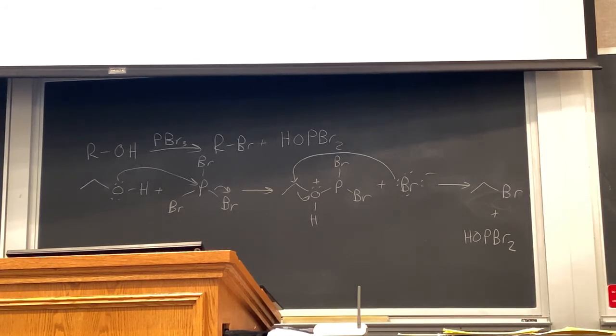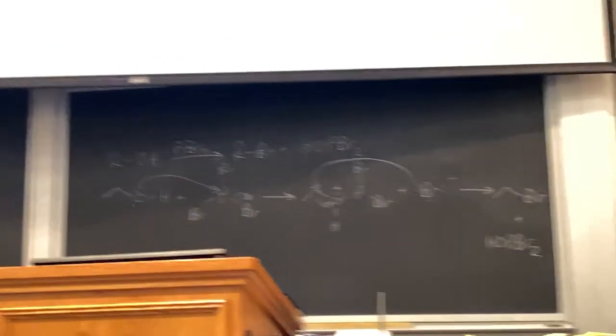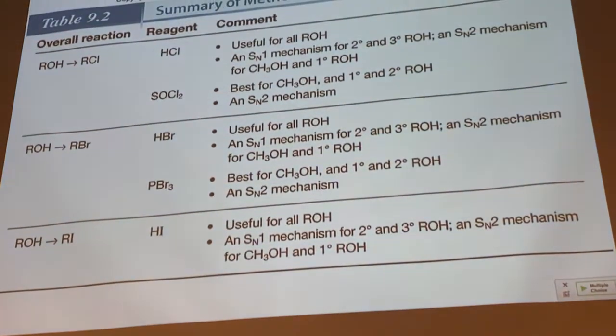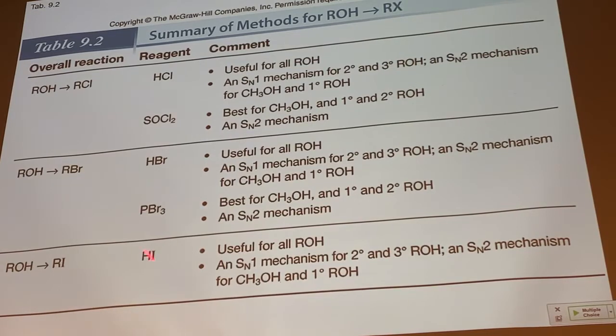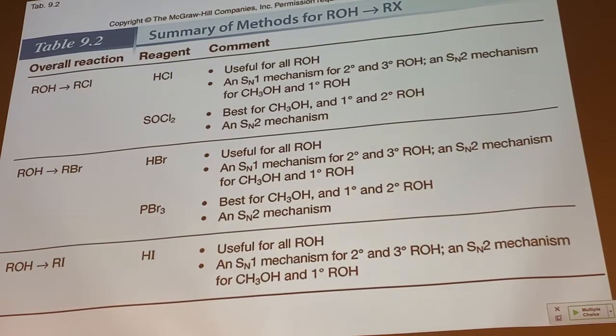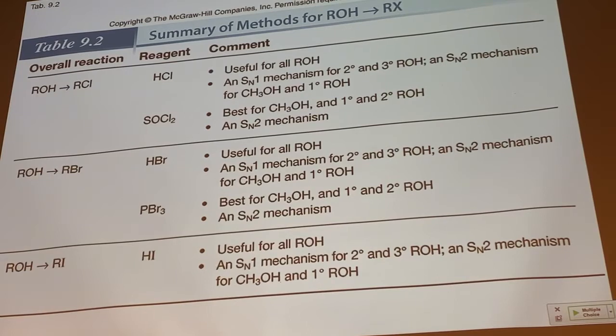Okay. So we have this table here that summarizes all these methods that we've learned for forming alkyl halides from alcohols. And we know that because the PBr3 reaction and the thionyl chloride reaction are SN2 reactions, they're only going to work with primary and secondary alcohols. They're not going to work with tertiary alcohols. So with tertiary alcohols, we would use HCl, HBr, or HI. But we probably wouldn't see rearrangements with tertiary alcohols because they're already forming stable carbocations. Okay, so any questions about alcohols to alkyl halides?